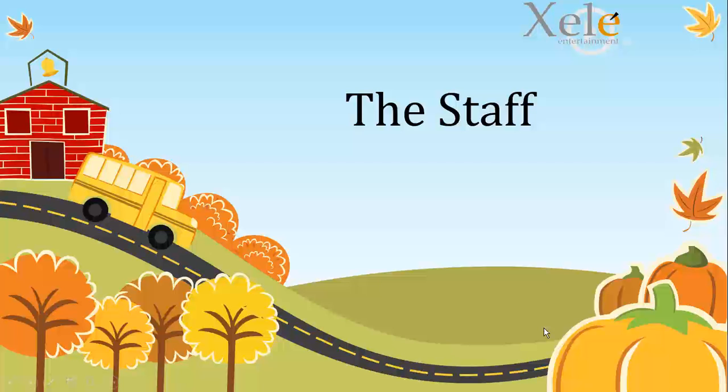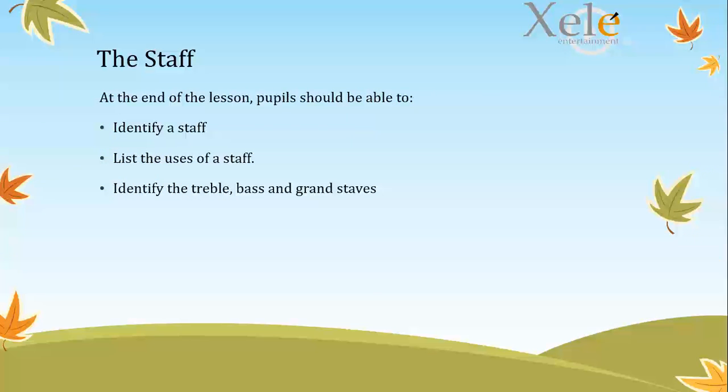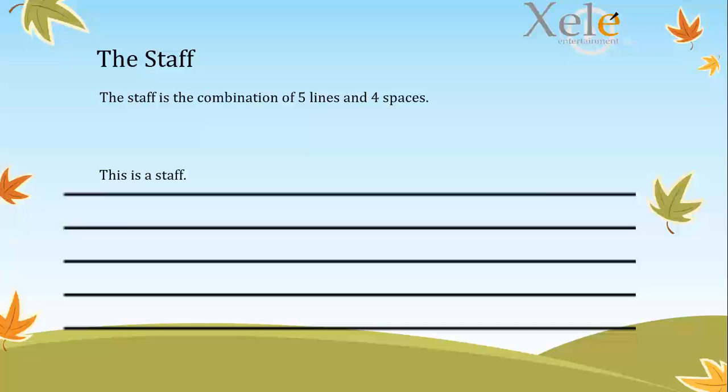Today we will be talking about the staff. At the end of the class today, it is expected that everyone should be able to identify a staff. Everyone should be able to list what a staff can be used for. And finally, everyone should be able to identify and recognize the treble staff, the bass staff, and the grand staff.